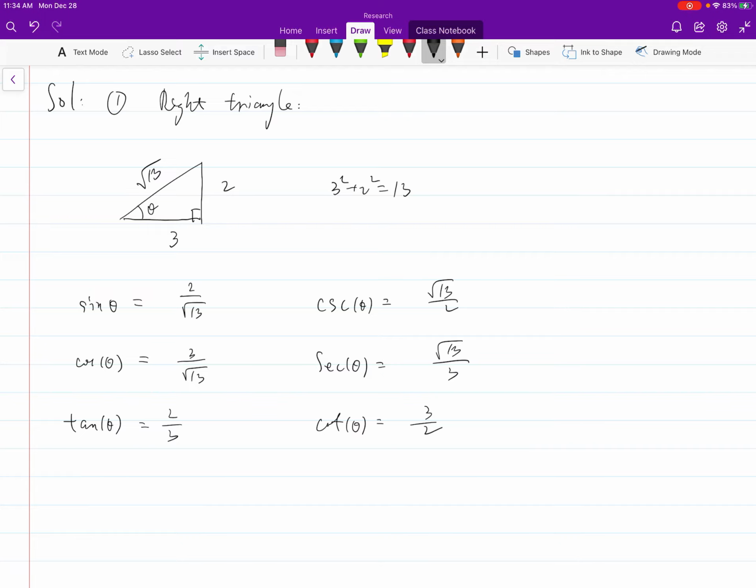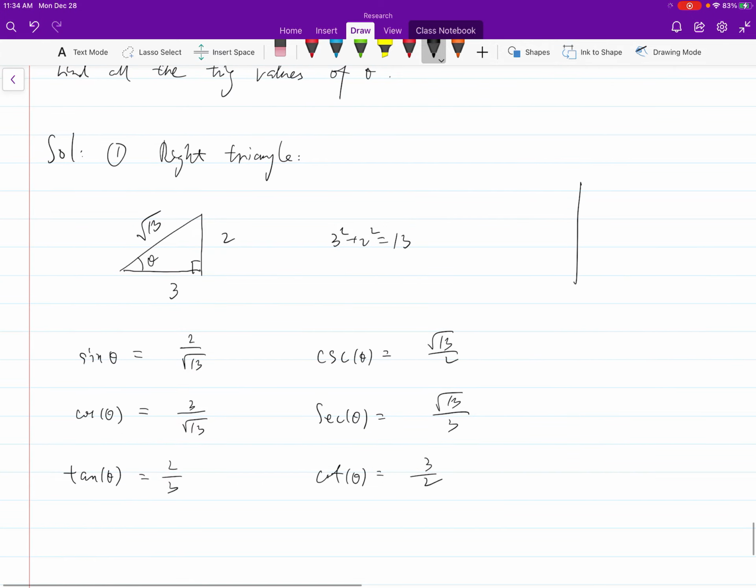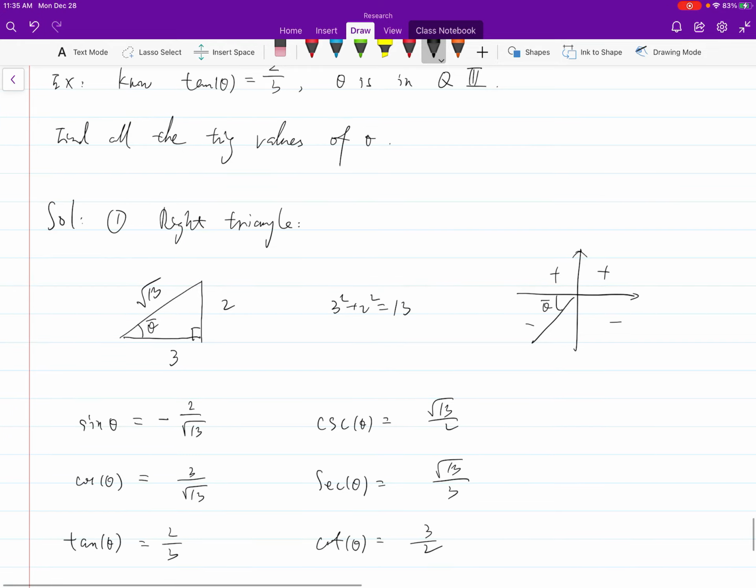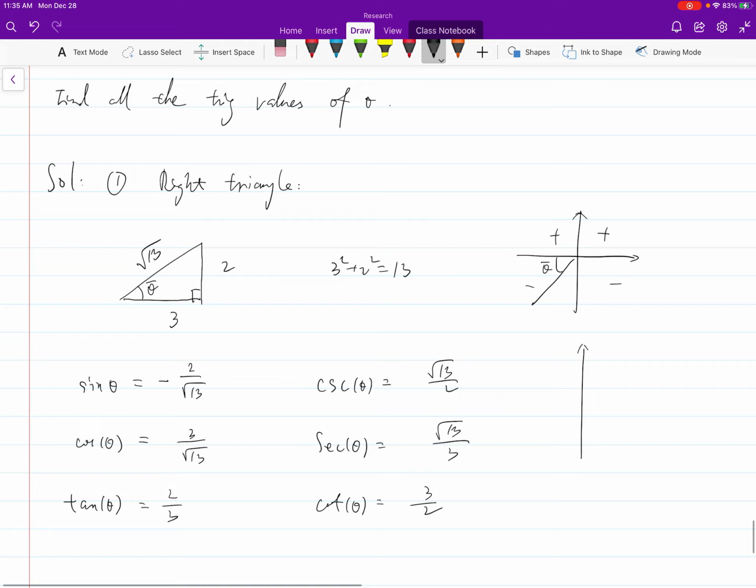With only one problem. That is, theta is in quadrant 3. So technically, whenever you draw a right triangle, what you're drawing is not theta, but theta bar, the reference angle, which only tells you the right value with no problem, but it cannot tell you the positive or negative. So how do you do that? You do it by drawing the graph. For sine, therefore, it's negative if it's in quadrant 3.